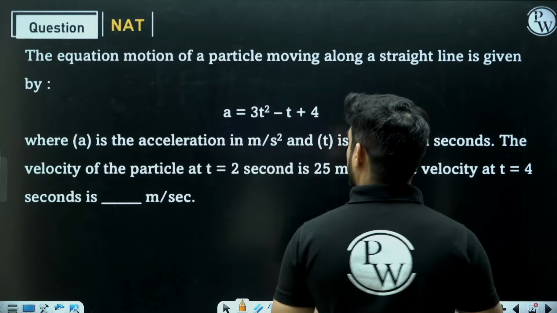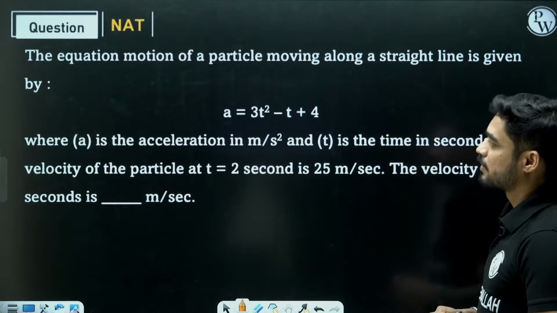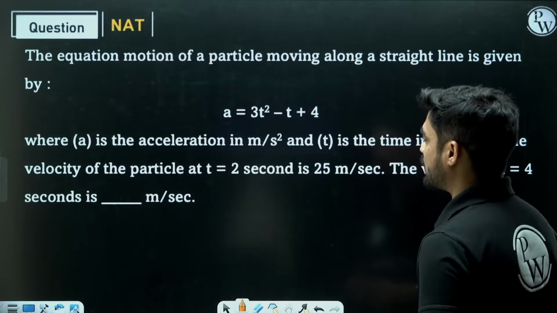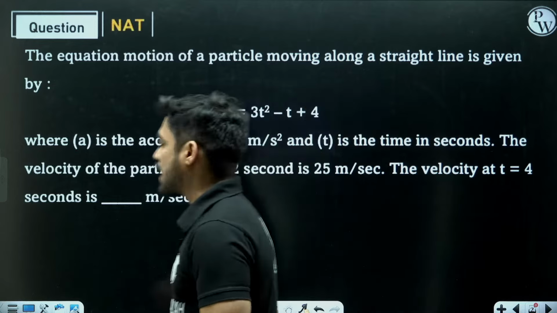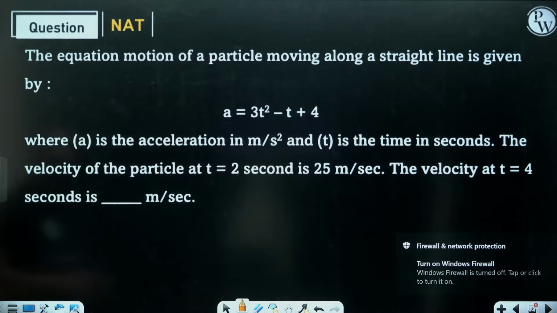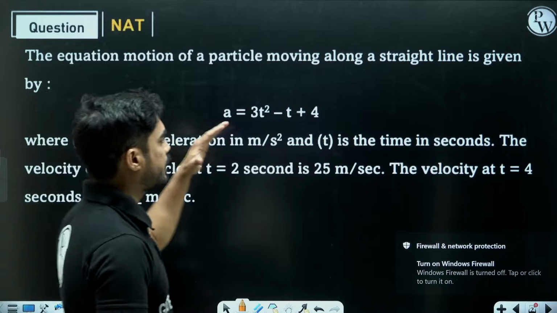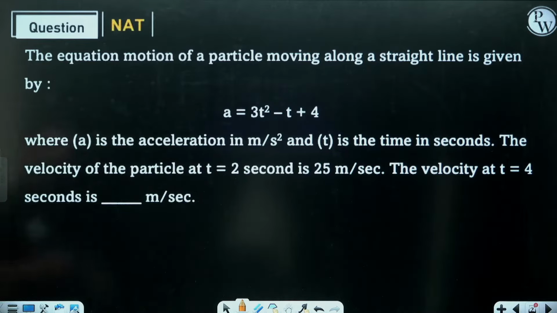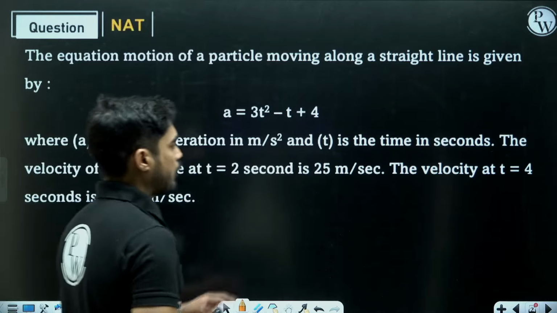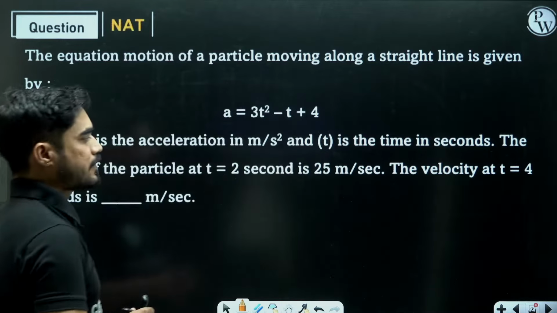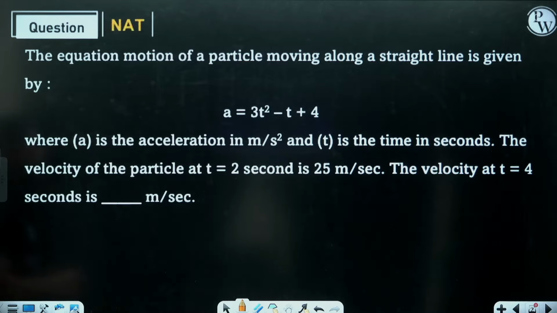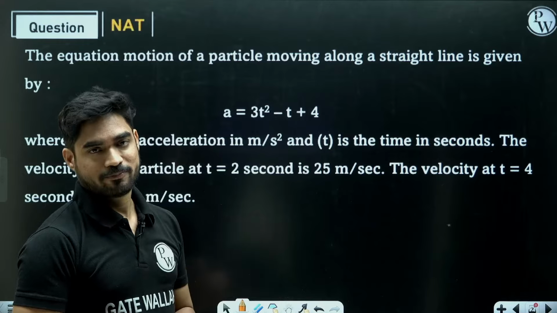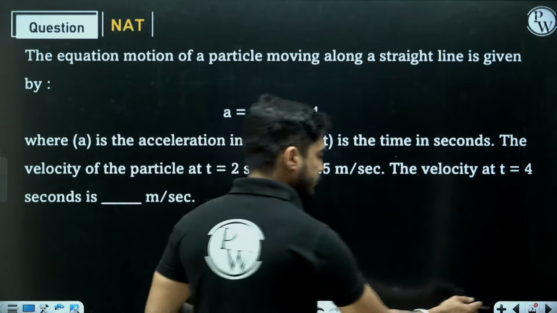So this was the question I gave you in the last class as an assignment. The equation of motion of a particle moving along a straight line is given by A equal to 3t square minus t plus 4, where A is the acceleration and t is the time. Velocity of the particle at t equals to 2 seconds is 25 meter per second. Velocity at t equals to 4 seconds is? So here we have the equation of acceleration and we need to find the velocity. So how are we going to do it?